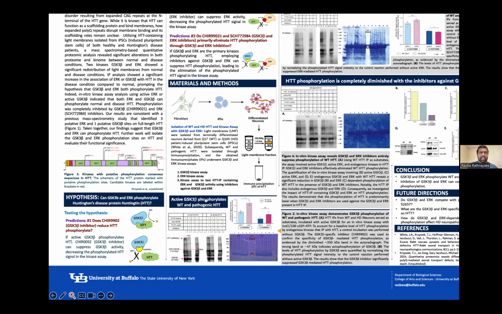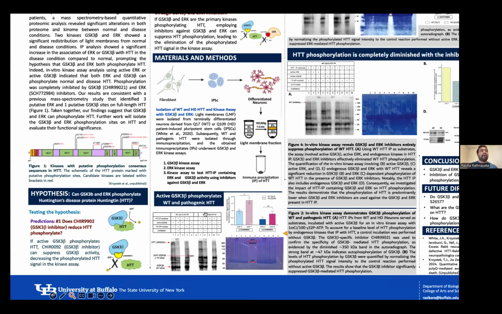So here are the results for our GSK3-beta kinase assay experiment. The kinase assay is an in vitro experiment performed with active kinases to identify the phosphorylation of our target proteins. Here, our target protein was Huntingtin, and we used GSK3-beta and ERK as active kinases. And to visualize the phosphorylation of those proteins, we used radiolabeled ATP in our reaction mixtures.